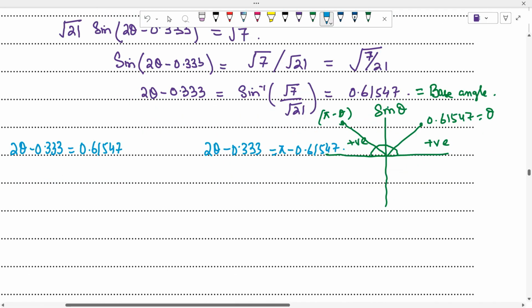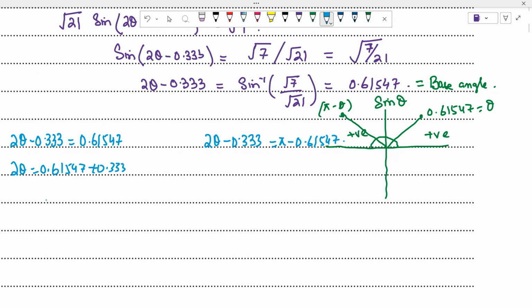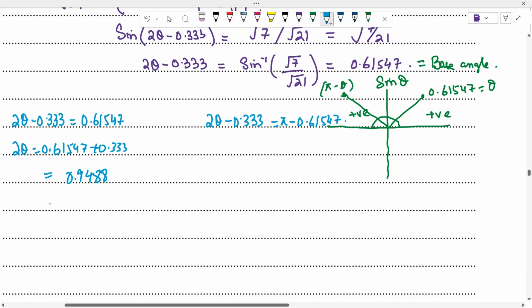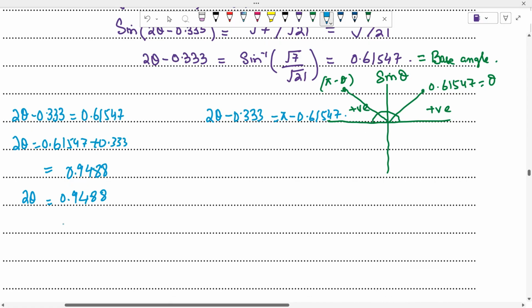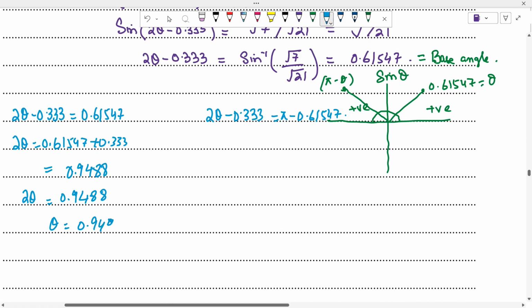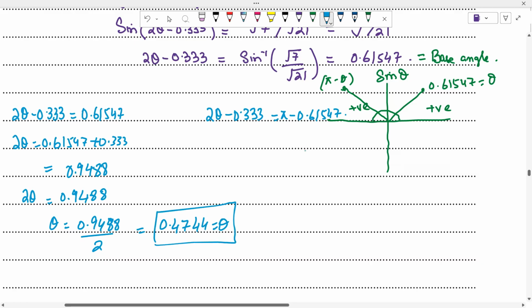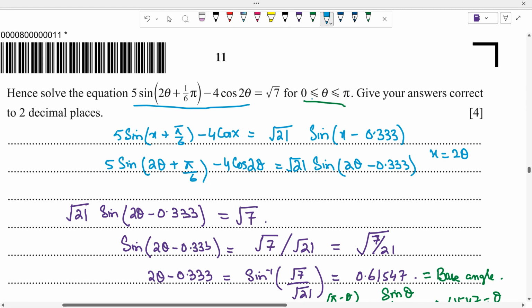When we move 0.333 to the right side, we have 2 theta equals 0.61547 plus 0.333, which equals 0.9488. Further solving, 2 theta equals 0.9488 and theta equals 0.9488 over 2, which equals 0.4744. So this theta satisfies the condition that theta is less than or equal to pi and greater than or equal to 0.